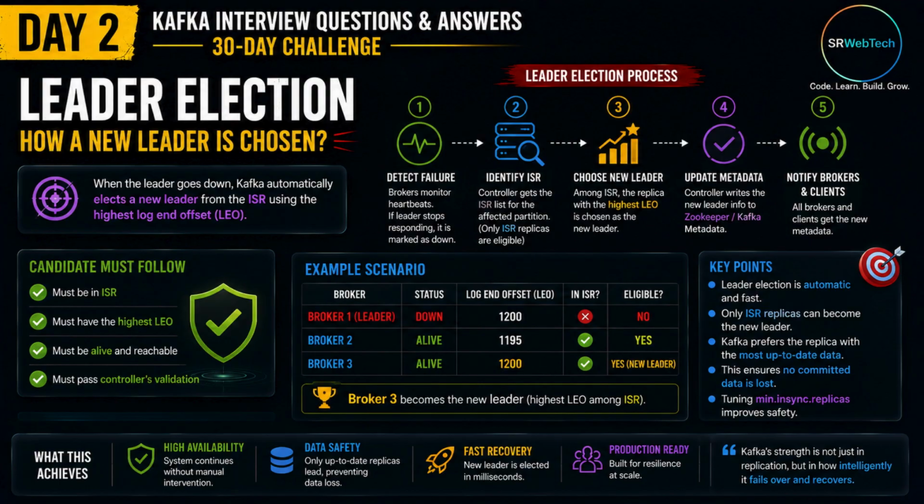These are replicas that are sufficiently caught up with the partition leader. When a broker fails, Kafka prefers an in-sync replica for leadership. This is important because choosing a replica that is behind could result in missing recently written data.